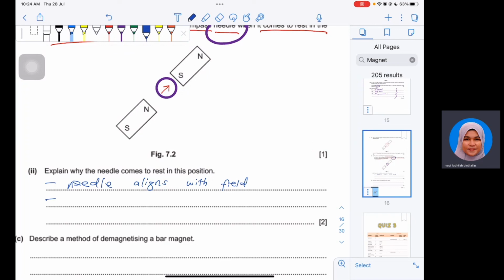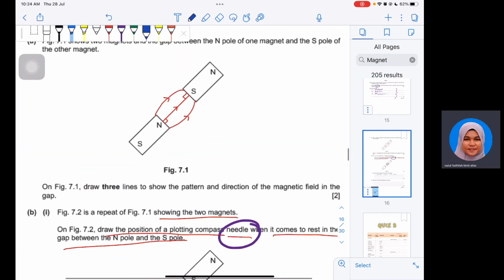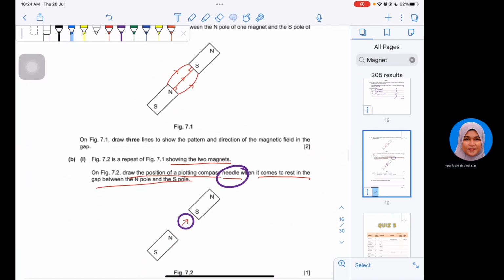Okay, needle aligns with field. Lepas tu align selari, ikut arah yang sama. Sebab kalau kita buat magnetic field lines pun kita draw macam ni tadi, betul tak? Ni line kan? Sama kan?